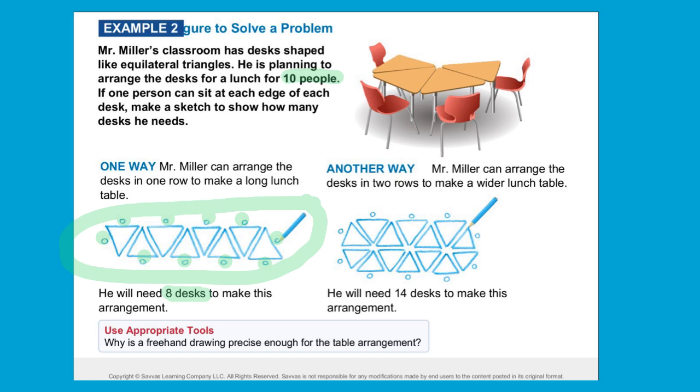But wait, Mr. Miller has other options. So he has this option where it kind of looks like maybe flowers. And the circles are people. 1, 2, 3, 4, 5, 6, 7, 8, 9, 10 people. But in this case, he needs 14 desks. There's going to be more than one answer. In fact, there's another answer we're going to talk about in a minute.